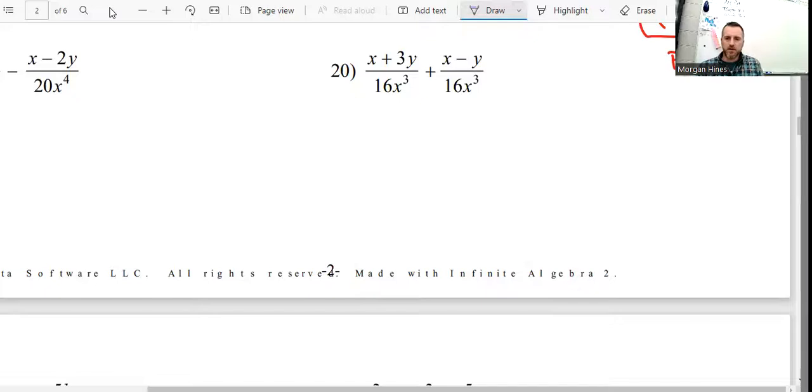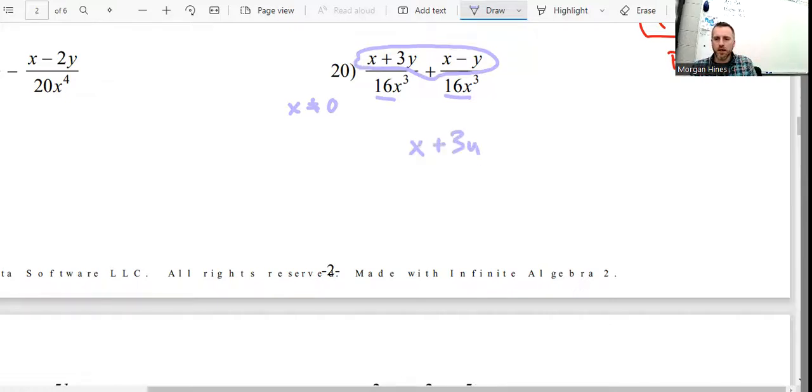Adding these things, you're still going to have excluded values. So when we add these up, we're going to have a denominator that can't be 0. And if x is 0, then 16 times 0 to the 3rd power is still 0. That would be a no-no. So the denominator can't be 0. But what do we do with the numerator? Well, when the denominators are the same, we're just adding. So we're doing this part.